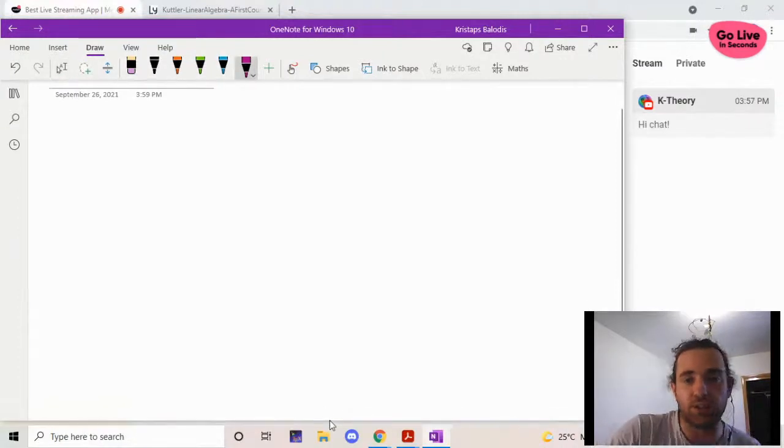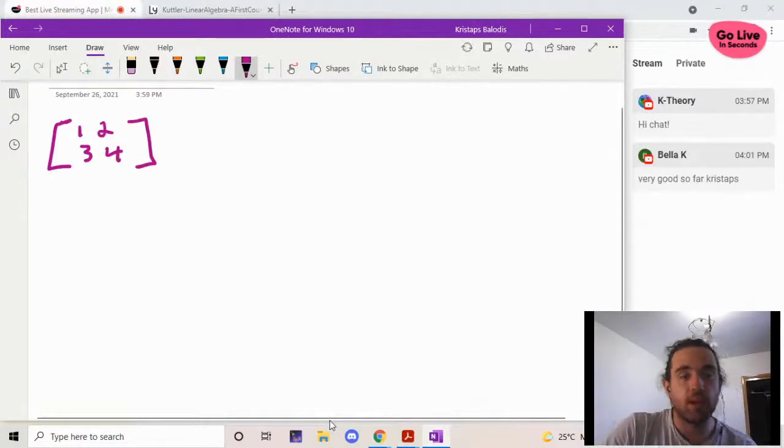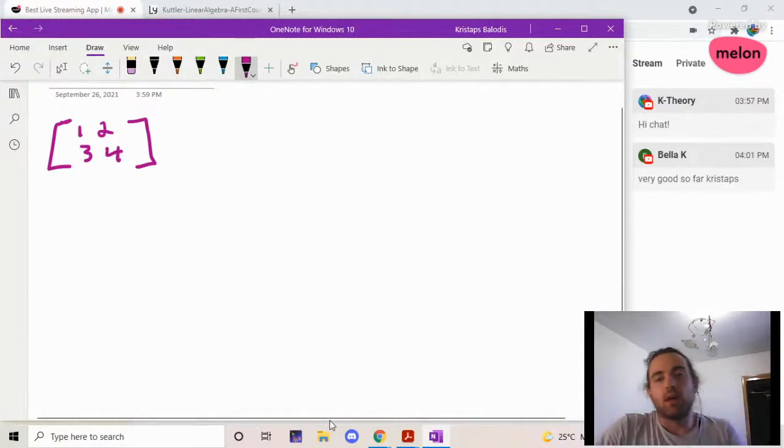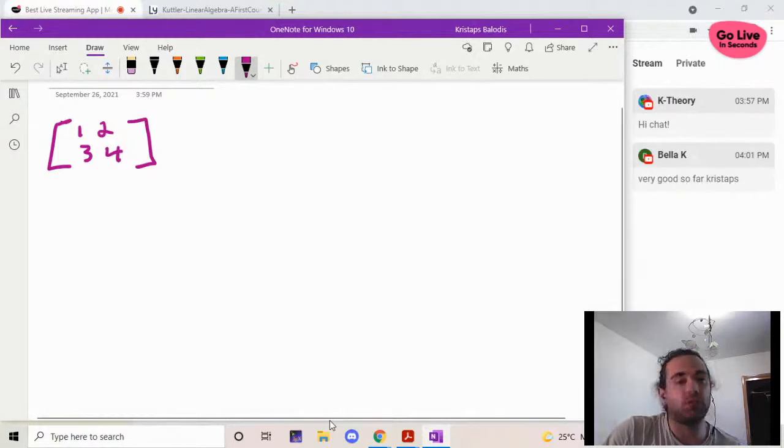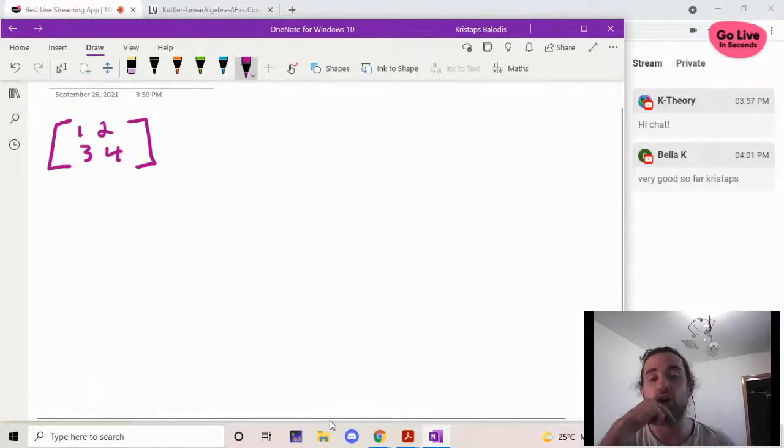So let's look at an example. I think I've written down this matrix before. It's 1, 2, 3, 4, right? And we want to get this into reduced row echelon form. So let's go through and put it in reduced row echelon form. I see someone's here in the chat, so maybe can someone in the chat suggest a row operation we might do to try and turn this into reduced row echelon form?